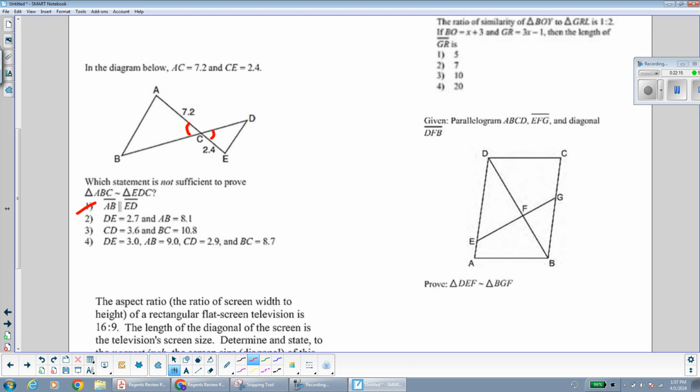For answer choice 2, 2.7 and 8.1. Let's see if these are proportional. So 8.1 divided by 2.7, I got 3. And 7.2 divided by 2.4, I also got 3. So this is good. They will have the same scale factor. That means, wait, let me put that back.